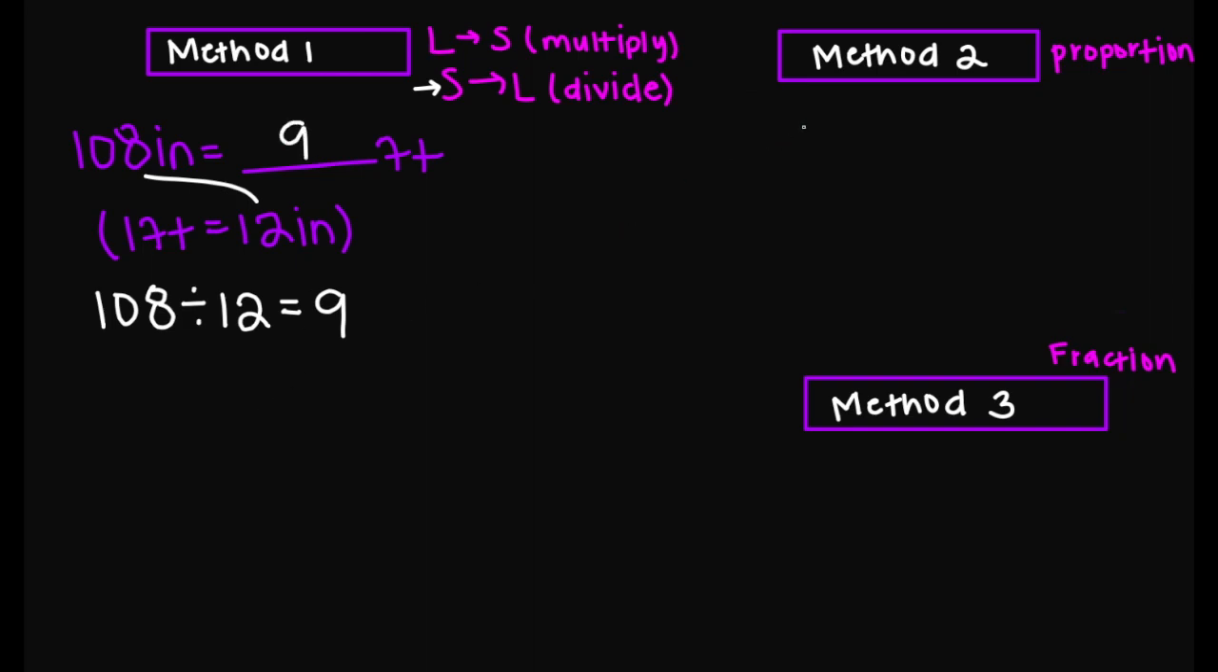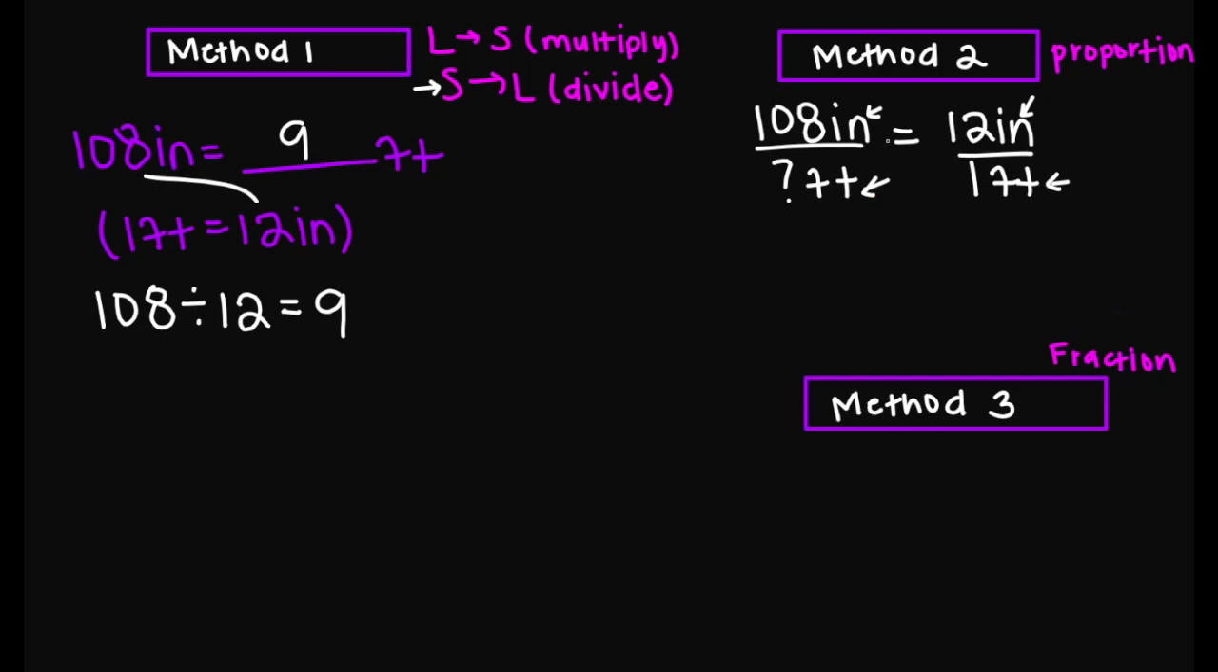Now, method number 2, if you set up a proportion, so we're going to do 108 inches in my numerator. This is going to equal, we do not know how many feet. This is going to equal 12 inches on the top. That's going to equal 1 foot at the bottom. Now, if you're using method number 2, notice that my units are matching on the top and they're matching at the bottom. So keep that in mind if you're going to do method number 2.